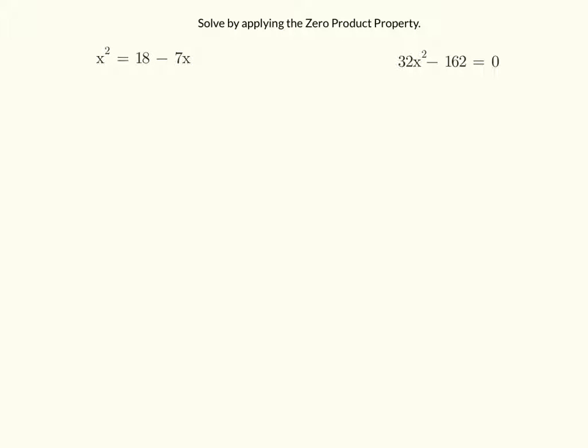In order to use the zero product property, we have to factor. So factoring means different things depending on what our quadratic looks like. In this case, we have a quadratic trinomial. I want to set this equal to 0, so I'm going to bring that 7x over, we'll add it to both sides and subtract 18 from both sides. I moved everything to the left so the x squared term could stay positive.